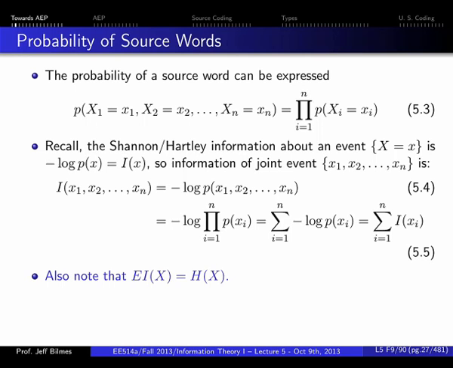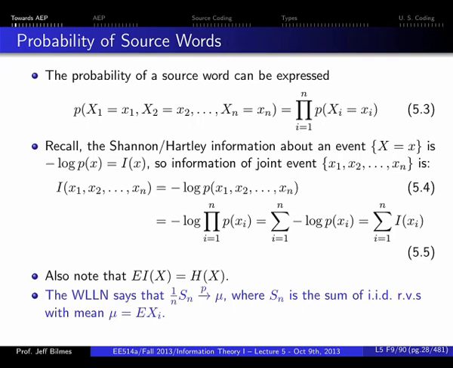And the other thing to note, of course, is that if we remember that entropy is just the expected value of the information of this random variable. So that's something we saw. Now, the weak law of large numbers, we talked about different modes of convergence.